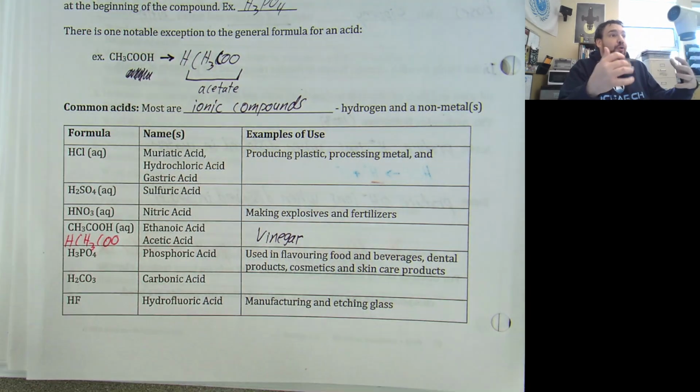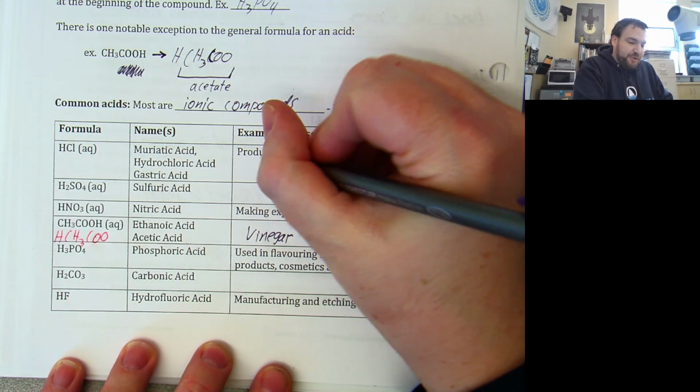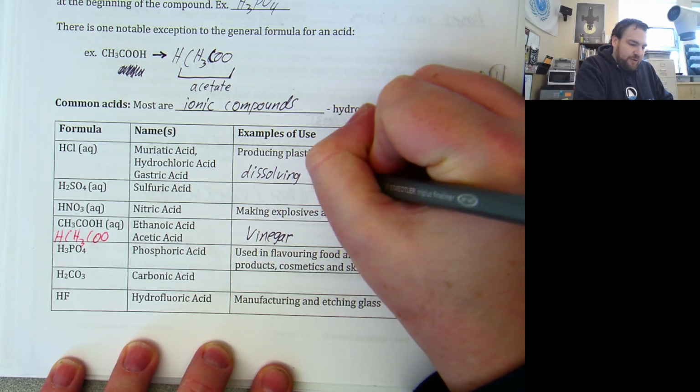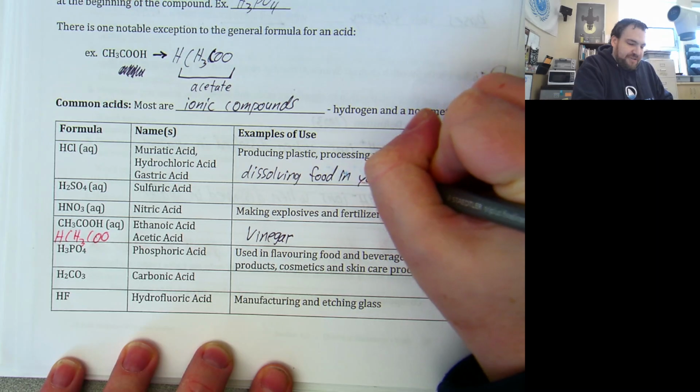Hydrochloric acid is used to process the ore, like gold out of gold ore, for example. Or gastric acid, because it's also used for dissolving food. Dissolving food in your stomach.